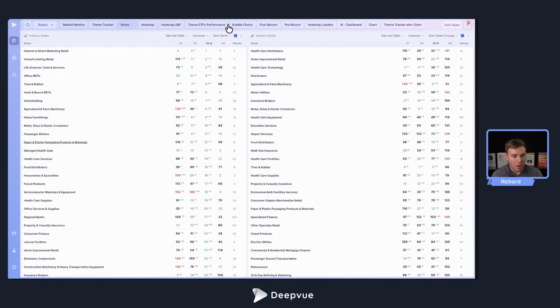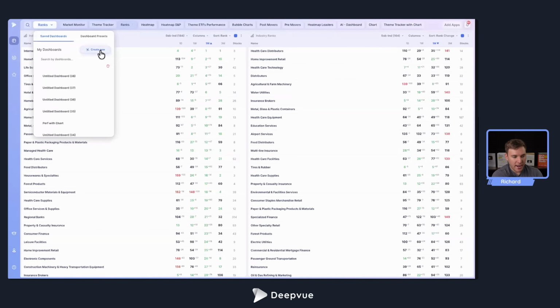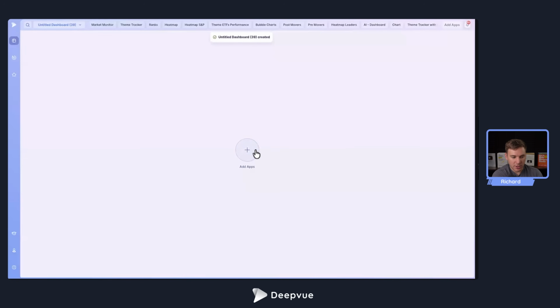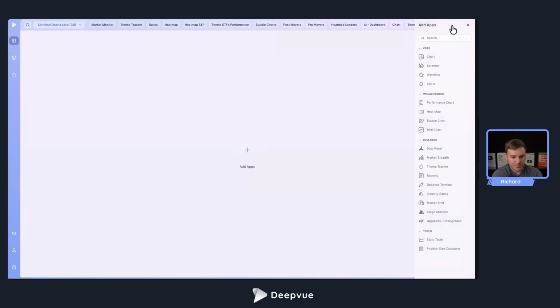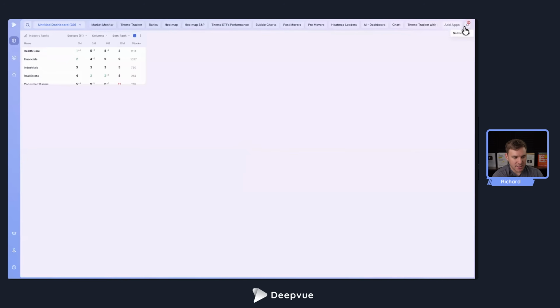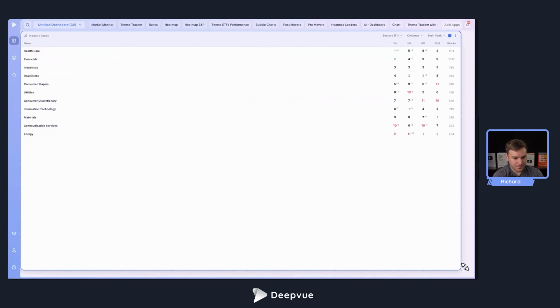So I'll make a preset with this, but you can make this in 5 seconds. So let's go ahead and create a new dashboard. I'll just show you how to do it. So create new dashboard. We've got a blank canvas. You can either add a ranks widget using this button, or you can always use the add apps button in the top right. Let's give that a click. Then we could just find ranks here, and we can also just search. So industry ranks, let's click that. It's added, exit out. Let's drag that out.